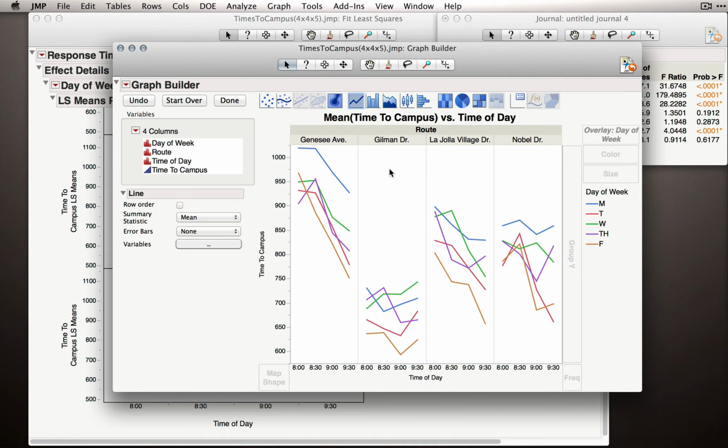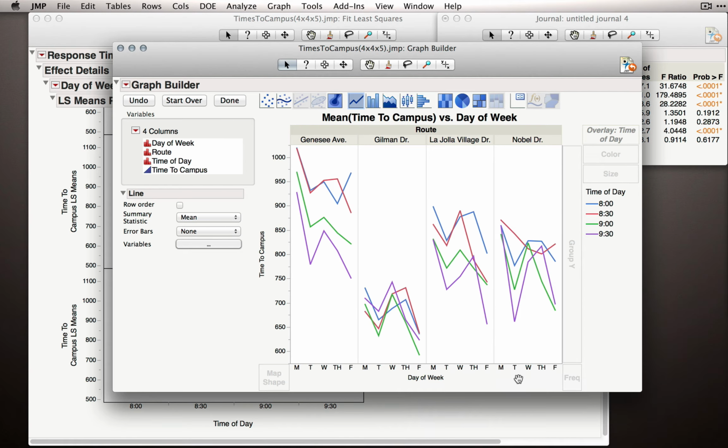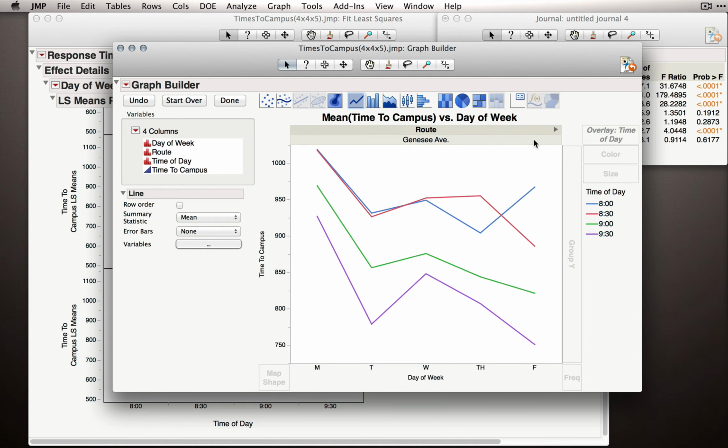Now let me go back to Graph Builder and let me swap one more variable. Notice we have as separate lines day of week and time of day as our X. We actually have fewer levels of time of day. So I'm going to right-click time of day, select swap, and I'm going to swap that with day of week. This will make it a little bit easier since we only have 4 separate lines we're considering on each plot. And like I did before, let me right-click on Route, go to Levels and View, and do one at a time.